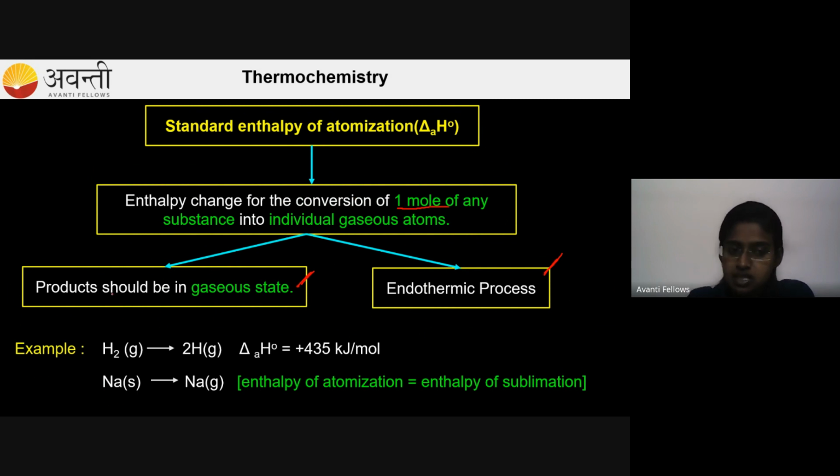Here you can see we have a hydrogen molecule. H2 is a gas, and this is the bond between two hydrogen atoms. If I break this bond, energy is required, no? That energy is nothing but the enthalpy of atomization. That is called the enthalpy of atomization.